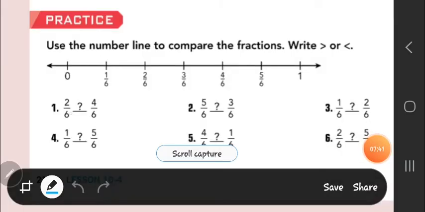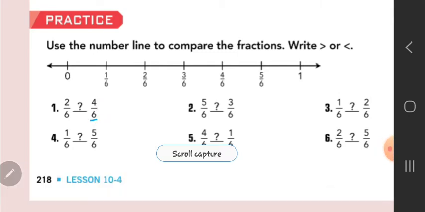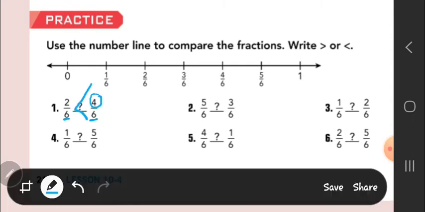Ready? Let's go. 2/6 and 4/6. Which is greater? You look up 4. So of course it's 4/6.